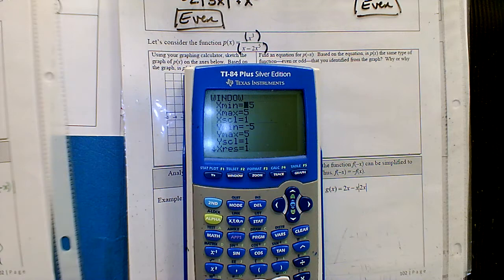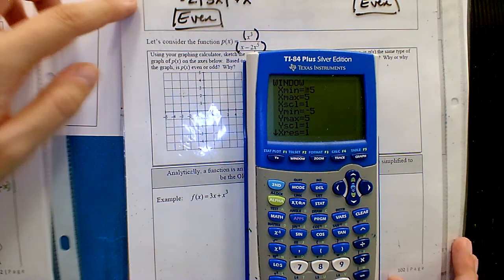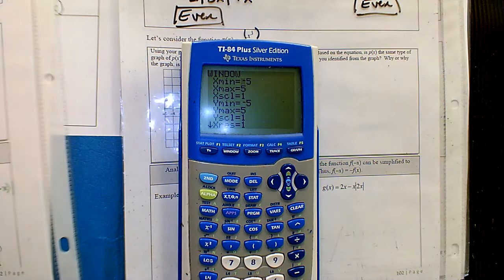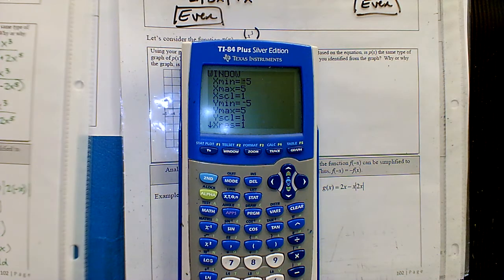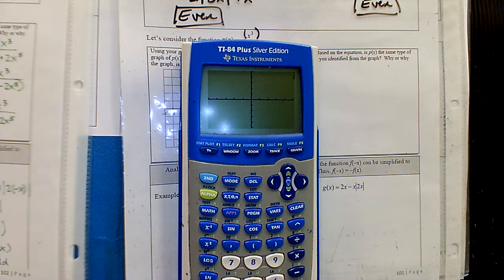Okay, let's go ahead and hit window. And we're going to use the same window that's on our paper. So -5 to +5, counting by ones in every direction. So with the equation in and the window set, let's go ahead and hit graph. Do we have that picture? Do we need calculator help?